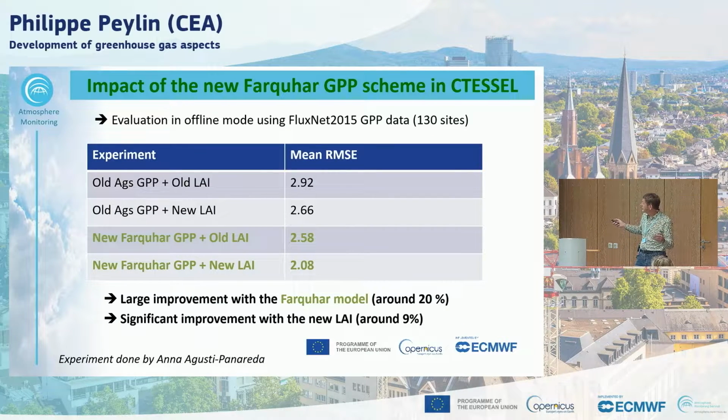And Anna just gave me the recent evaluation in offline mode of this new Farquhar model against 130 sites, really within the IFS context. And you see that there is a reduction of the root mean square error with the new Farquhar model. There was also a test with the leaf area index, with an old leaf area index climatology and a new leaf area index climatology. So all is linked, and you have to work on the different aspects at the same time. We were happy that at least CAMS 41 served some purpose. It was used in IFS. So at least it was useful.